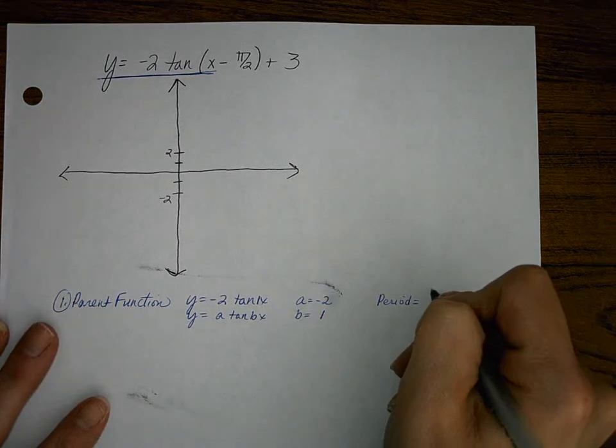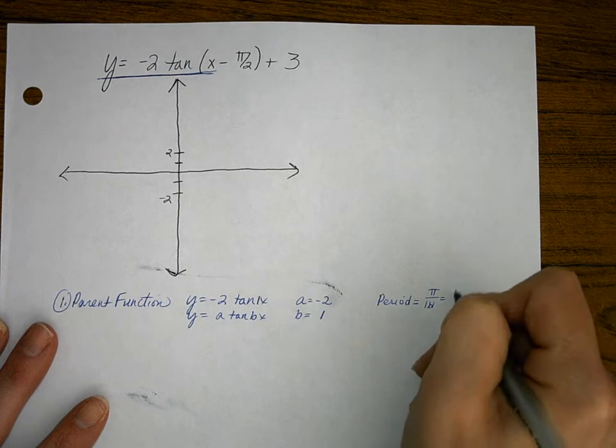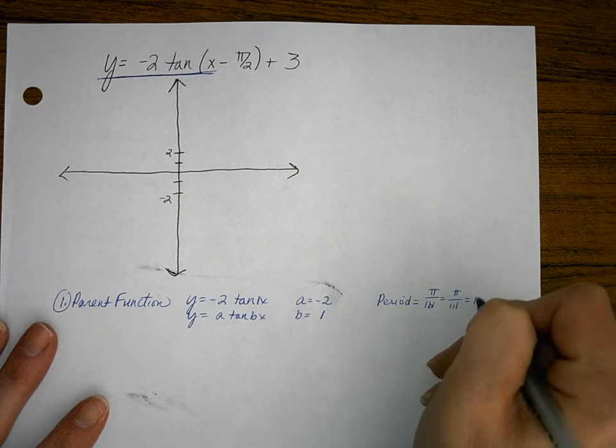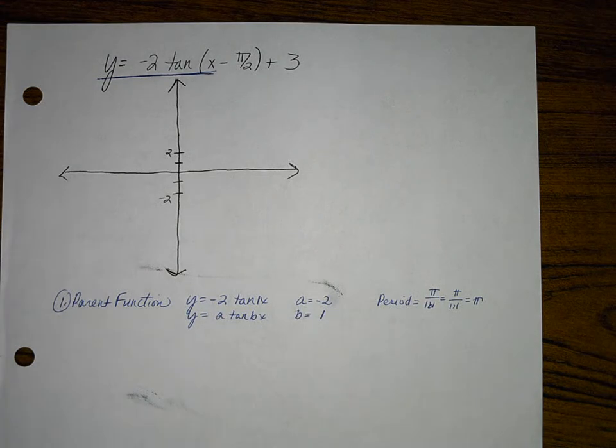Pi over the absolute value of B. You got to know these details. Pi over the absolute value of B. So pi over the absolute value of 1 is pi. Okay, do I put that on my graph? No. Really, if that period is pi, what is that telling me?